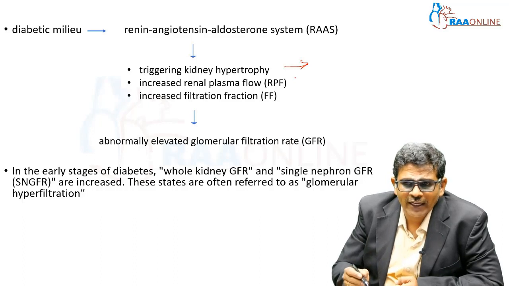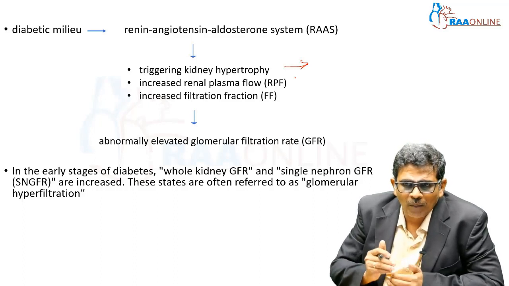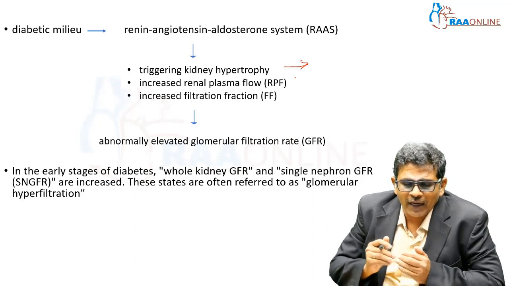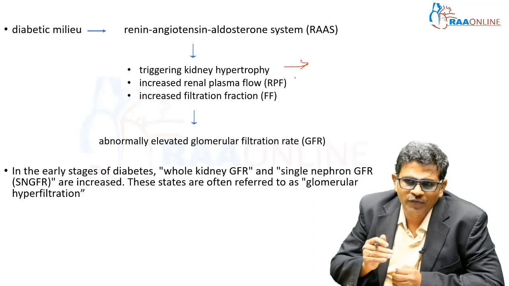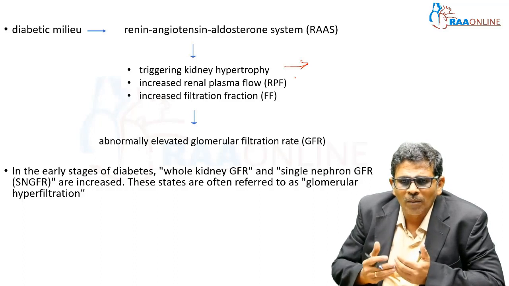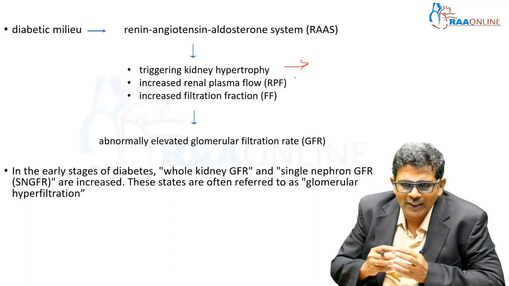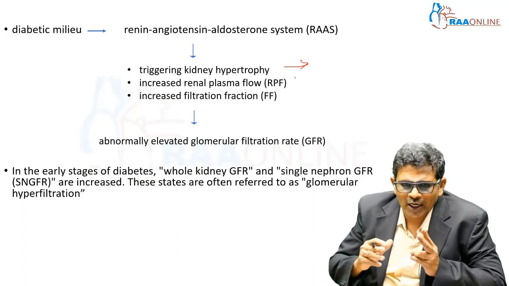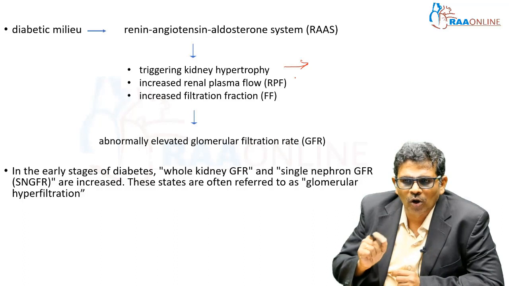This kidney hypertrophy contributes to glomerular hyperfiltration. We will see in a short while what glomerular hyperfiltration is all about. First, kidney hypertrophy is triggered, there is an increase in the renal plasma flow, and the filtration fraction of the Bowman's capsule is also increased. This causes an abnormally elevated glomerular filtration rate. So when the diabetic milieu activates the RAS system, two things are important: one is the kidney hypertrophy, and the second is the abnormally elevated glomerular filtration rate.